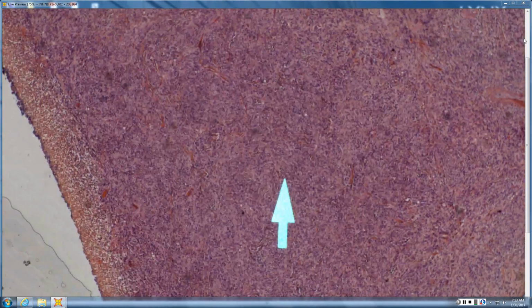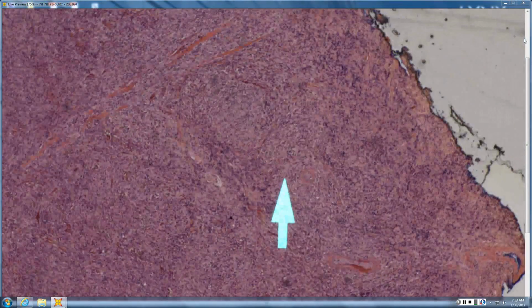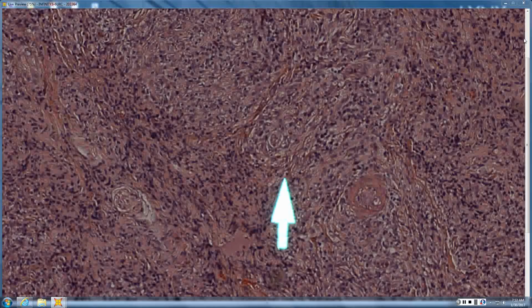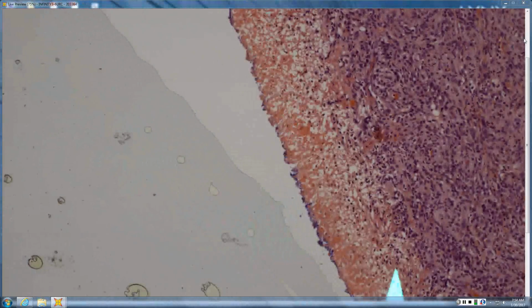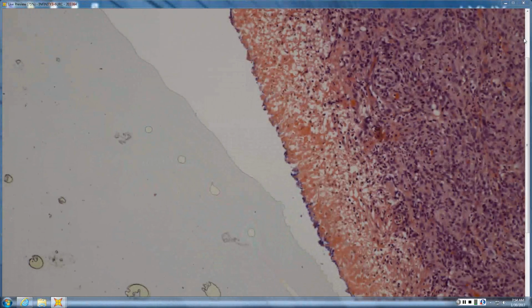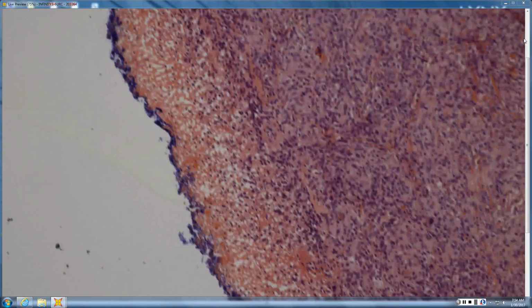So diffuse infiltrate. I don't see epi. It could be it's ulcerated. Yeah, so it could be that it's ulcerated, and in fact it looks like we have a fibrinous eschar with neutrophils on the top. So this probably is an ulcerative lesion. I mean, really dense and diffuse.